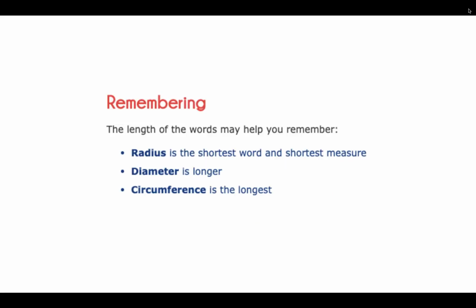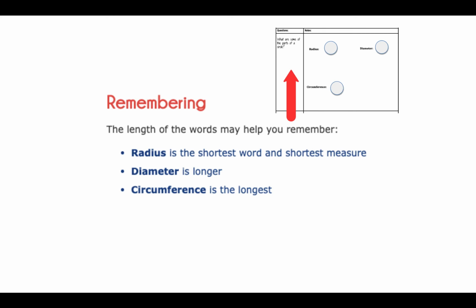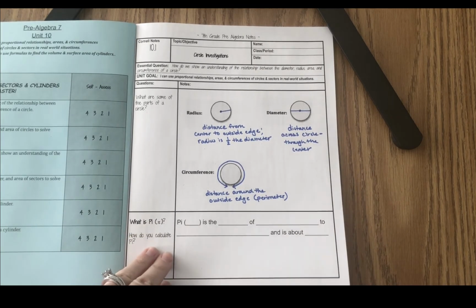So you might want a fun trick or a way to remember the difference between radius, diameter, and circumference, and it can come from the length of the words themselves. Radius is the shortest word. It's the shortest measure. Diameter is longer. Circumference is the longest. So you could use the length of those 3 words to help you remember how they show up in a circle. If you want to fill this information in the left-hand side of the first chunk in your notes, go for it. All right, we're going to fast forward ahead here in our notes.